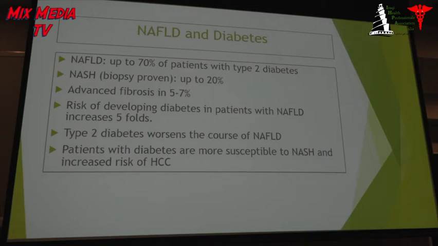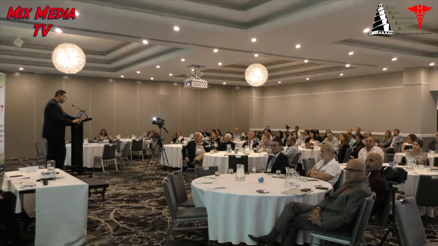And we now know that type 2 diabetes actually worsens the histology of fatty liver. So we get more advanced phase of fatty liver disease, whether it's non-alcoholic steatohepatitis or advanced fibrosis and cirrhosis, in people with diabetes. They're more susceptible to develop NASH and also at higher risk or higher rate of developing hepatocellular carcinoma.